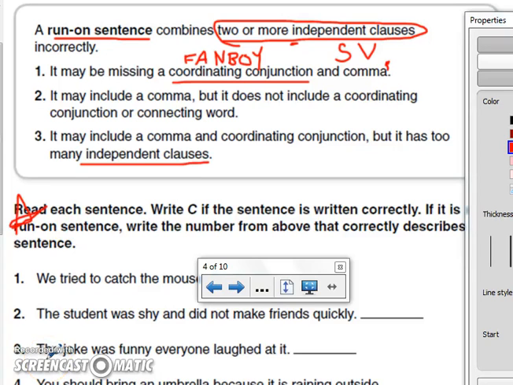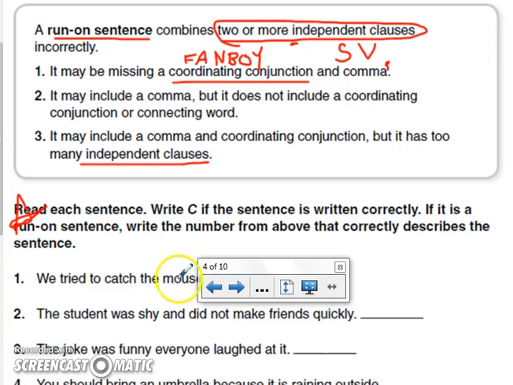All right, we're back on the second part of our lesson, and let me get some things out of the way. We talked about that when you have a run-on sentence, it really means that you have put together two or more independent clauses. It's great. You have found a way to understand and know what an independent clause is. You have a subject and a verb.